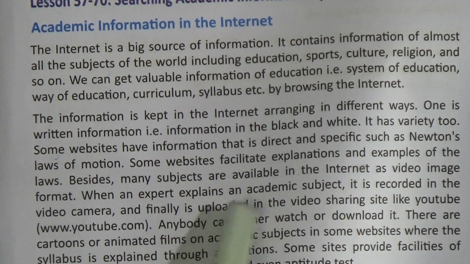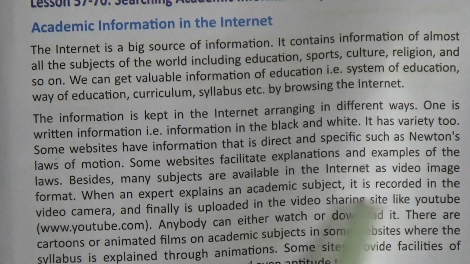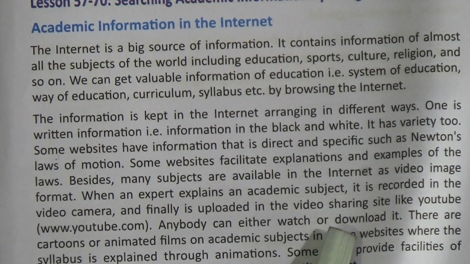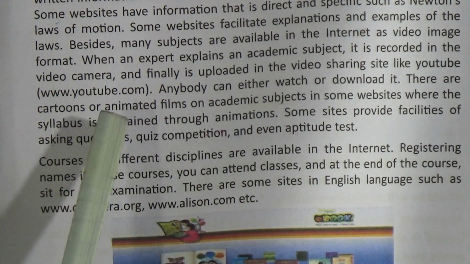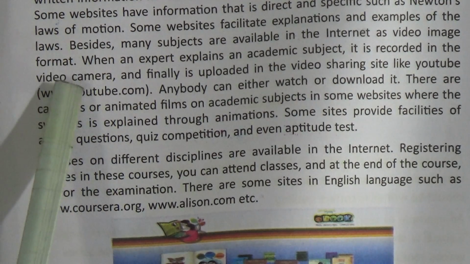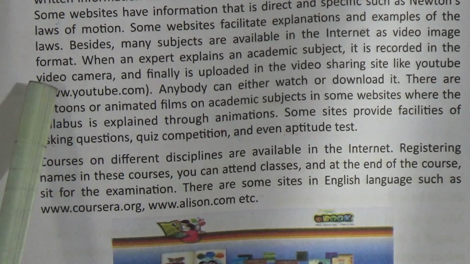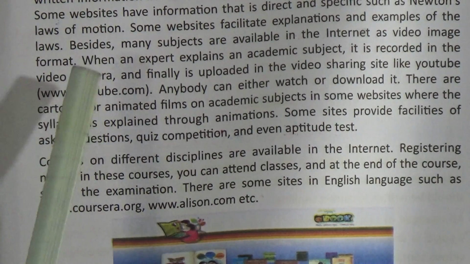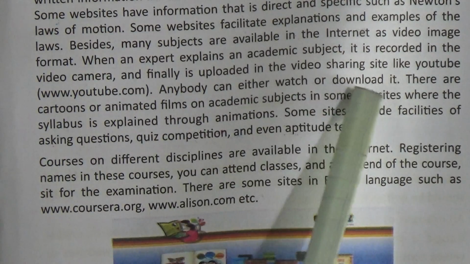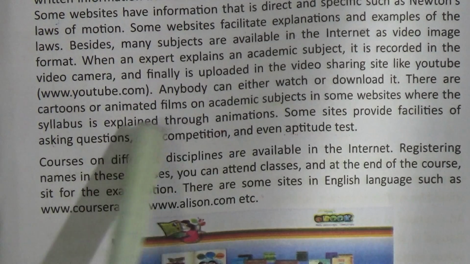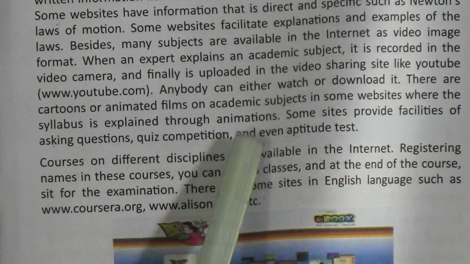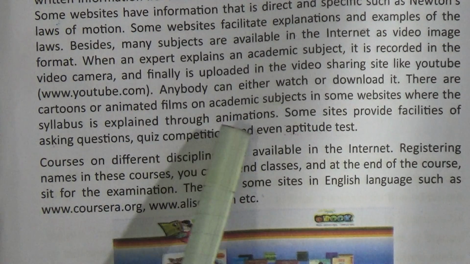When an expert explains an academic subject, it is recorded in the video camera and finally is uploaded in the video sharing site like YouTube. So when you are using the internet for information, you can find it in various forms. You can find it in written information, you can find pictures, or you can find videos as well. Anybody can either watch or download it. There are cartoons or animated films on academic subjects in some websites where the syllabus is explained through animations.